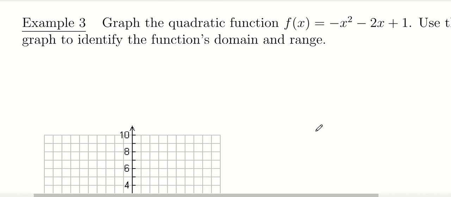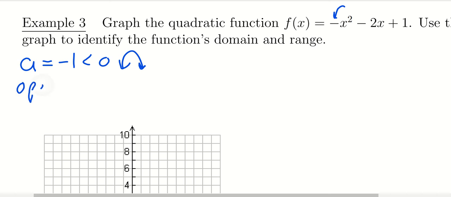Let's graph the quadratic function f of x equals negative x squared minus 2x plus 1. There's a follow-up question where they ask us to use this information to identify the function's domain and range, so let's do that as well. Again, first things first, let's determine how it opens. In this problem, the leading coefficient a is equal to negative 1, which is less than 0. Because it's less than 0, this is going to open down.